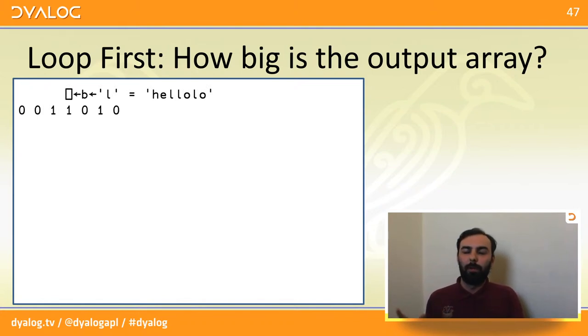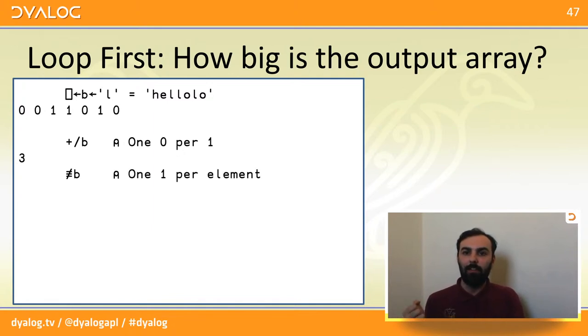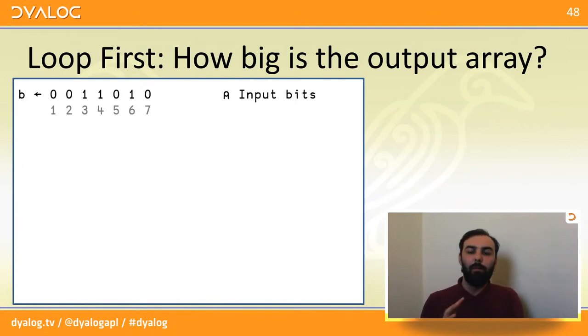Well, from our input to our output, and having thought about the loop and all the ways, we know that we're going to add an extra 0 for every 1 in the input. So that's just the sum of our Boolean vector. And we're going to have in the output a 1 for every bit in our input. So the length of our output array is just the sum of the Boolean, or the ones in our input, plus the length of the input, which is pretty neat.